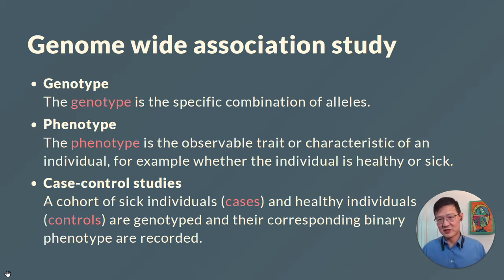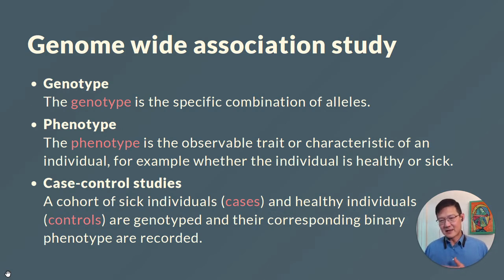So now we are in a position to define what a genome-wide association study is. You're given some genotype, which is a specific combination of alleles. So you look at different locations on the genome, each one is either a major or a minor allele, and you collect them into a matrix. And the phenotype is the trait or the characteristic that you are interested in, for example, whether somebody is healthy or sick. That's the phenotype.